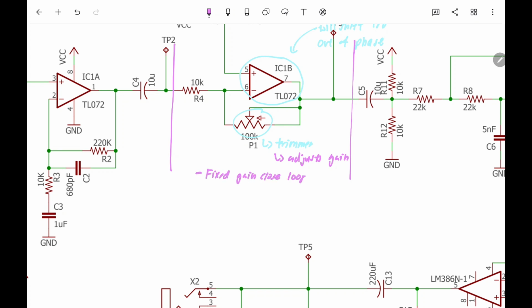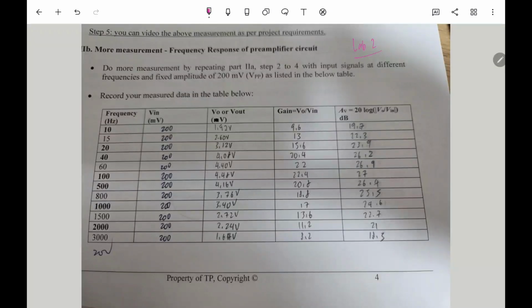So at this part, it would then be the fixed gain loop non-inverting amplifier. This is the result for my dual low noise JFET op amp. The max gain would be 22.5.